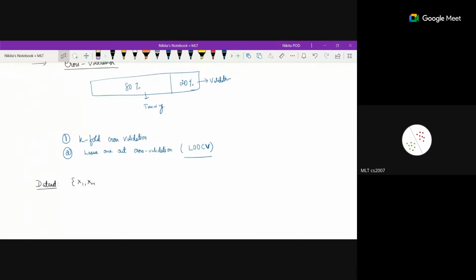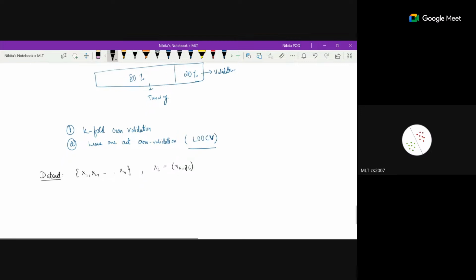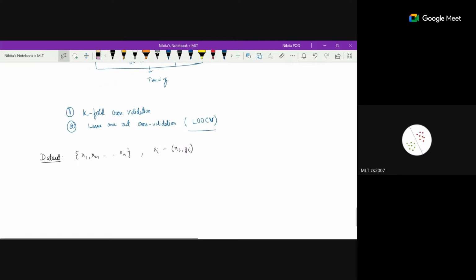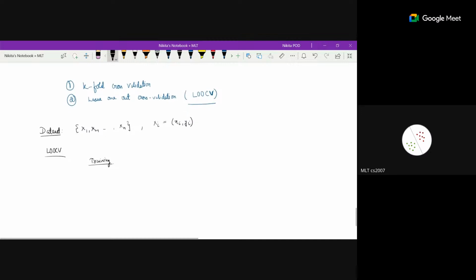So let's say the data set we have is x1, x2, and so on till xn. And here each xi is basically xi comma yi, because we are talking about the regression problem over here. So this is how my data set looks like. Now, what we are going to do in leave one out cross validation is that in training, we are going to use n minus one of the data set.